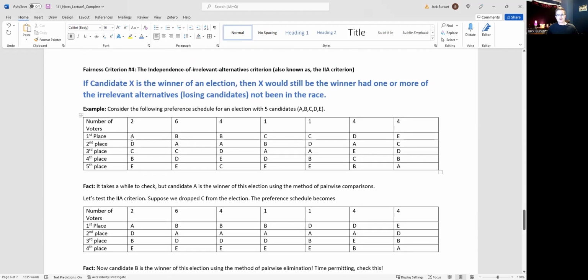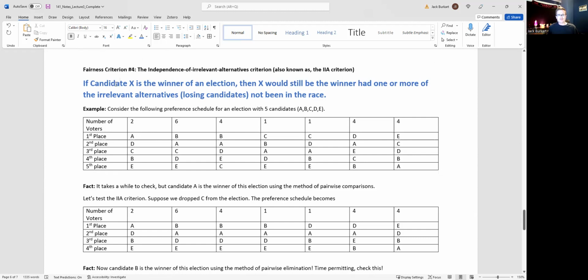So we can study this fairness criterion using the method of pairwise elimination. Right here, I have the following preference schedule for an election with 5 candidates. There's a lot going on here, but we're not actually going to calculate with it. It takes a while to check, but candidate A is the winner of this election by using the method of pairwise comparisons. If you check all 10 pairs, A ends up with the most points using that rule. All right, so A is the winner.